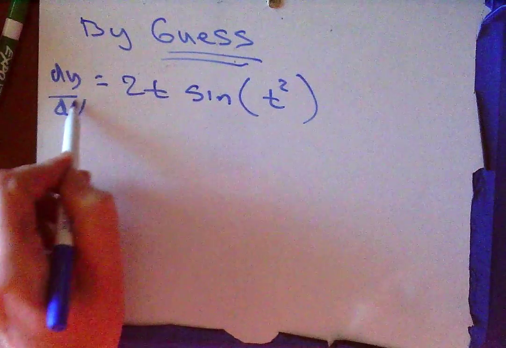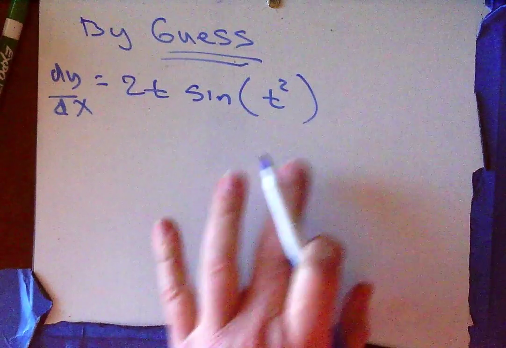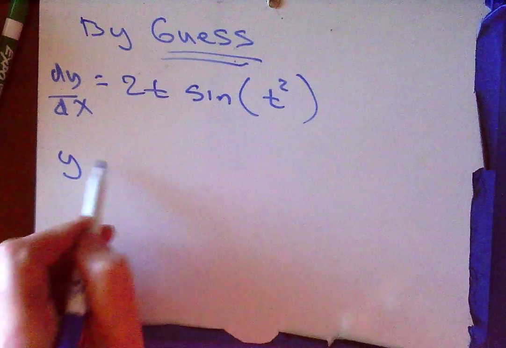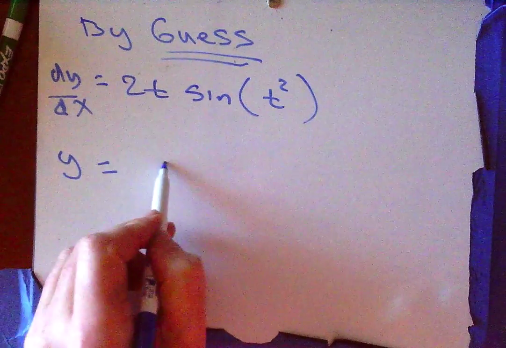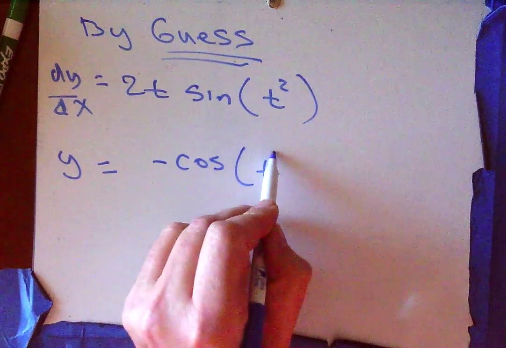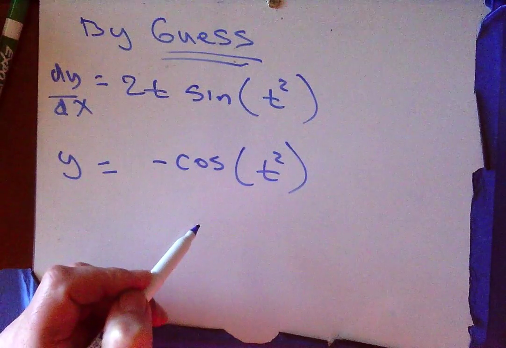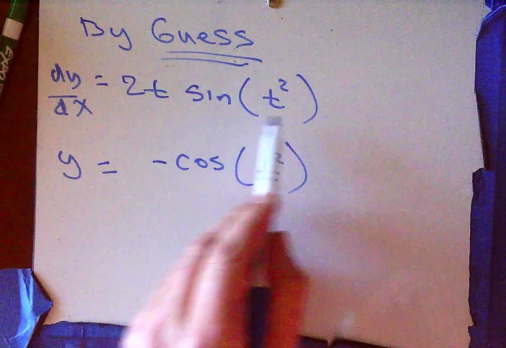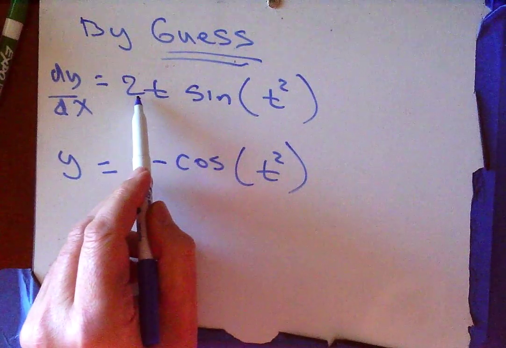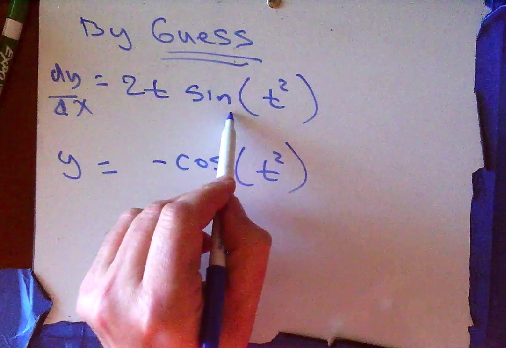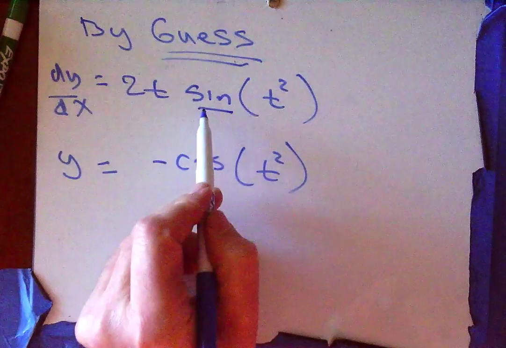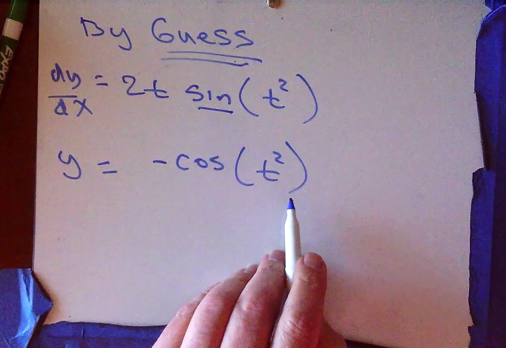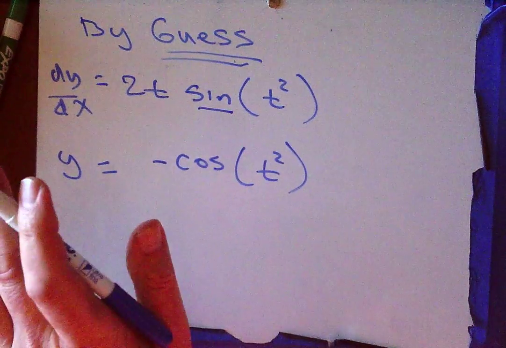Okay, so I'm looking at this saying, whose derivative is this? Well, I think this is the derivative of negative cosine t squared. Why do I think that? Well, I see this inside function, and I see its derivative over here. And I'm thinking, this is someone's derivative. Whose derivative is that? It's negative cosine's derivative. So again, always check.